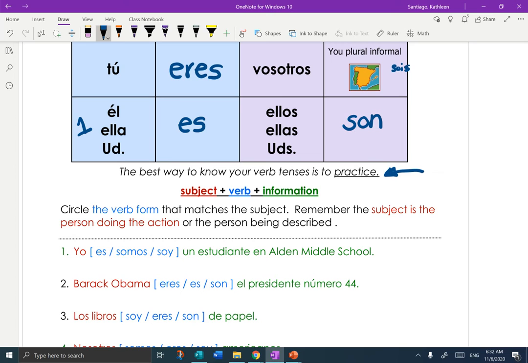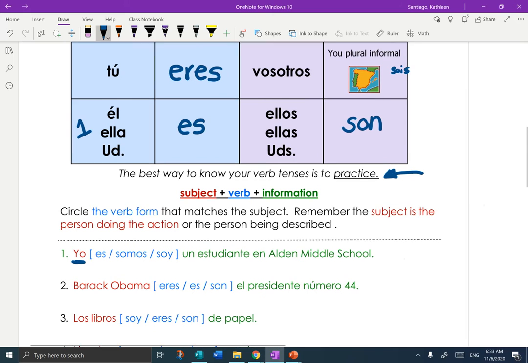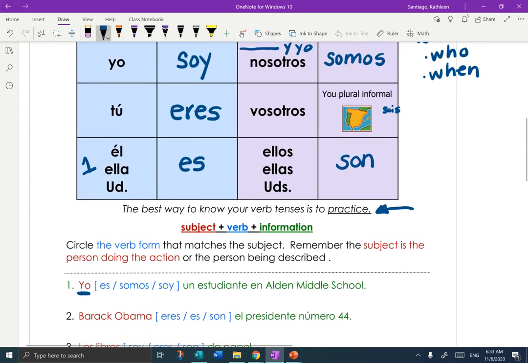So let's look at number 1. The subject is in red. The verbs that you have to choose from are in blue. And then the info is in green. Yo blank un estudiante in Alden Middle School. Looking at the subject, yo, should the correct match be yo es, yo somos, or yo soy?